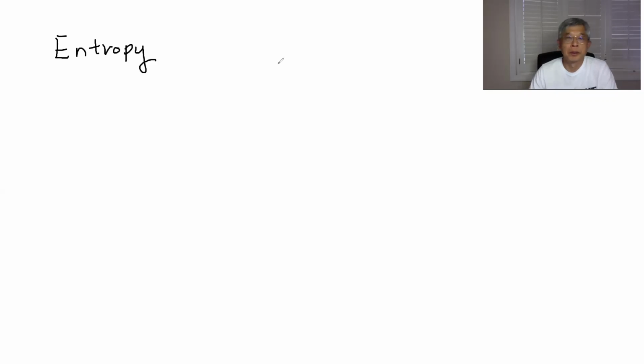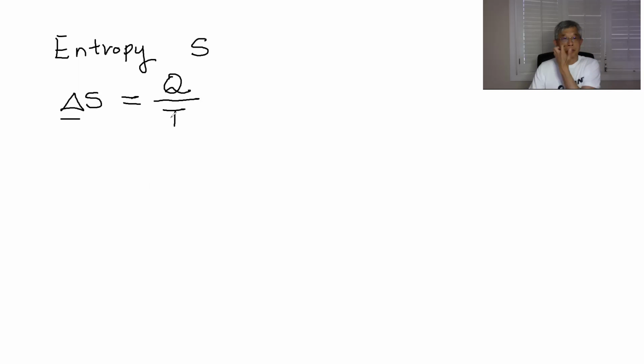So first, entropy. The entropy symbol is S, and we define the change of entropy, delta S, as equal to the heat that's required divided by the temperature. This temperature has to be in degrees Kelvin, and the heat is in joules. All right, we're going to give an example to demonstrate this.